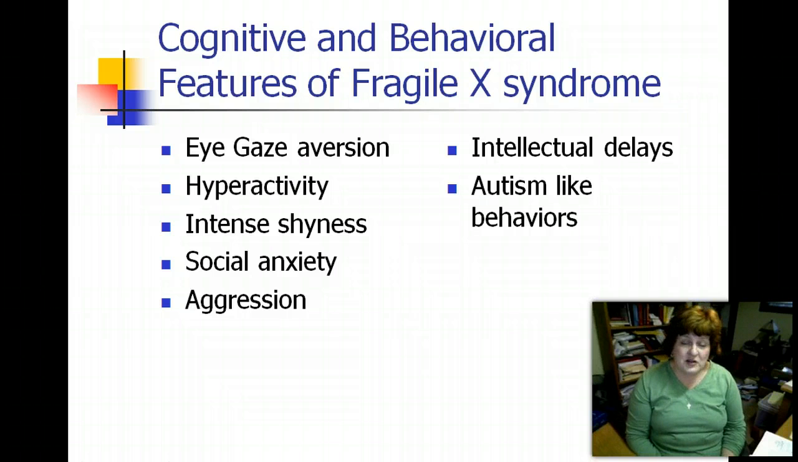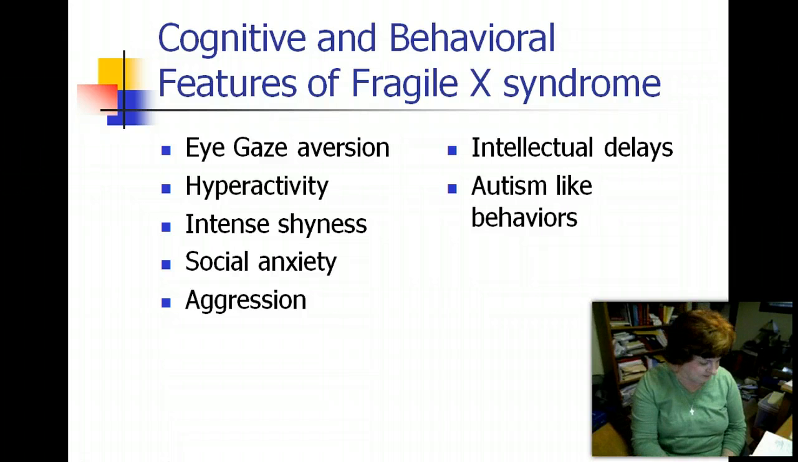They generally have eye gaze aversion. They have difficulty in social situations. They tend to be very intensely shy. Hyperactivity is not uncommon to see. The social anxiety can be caused by some of the problems with maintaining eye gaze, which is expected in our society, so there are some stressors for them involved in that. And again, it's the most common genetic basis of intellectual delay and developmental disability.